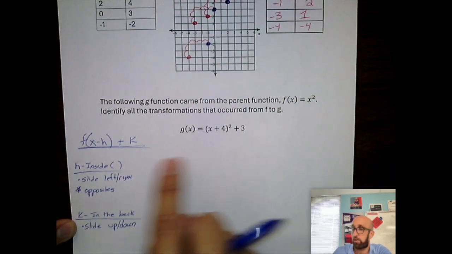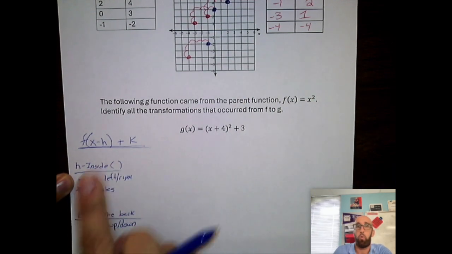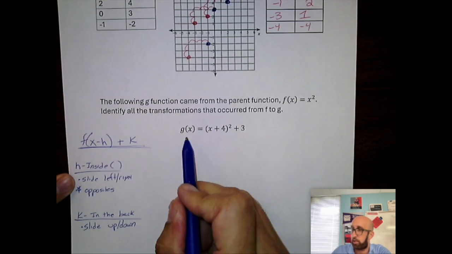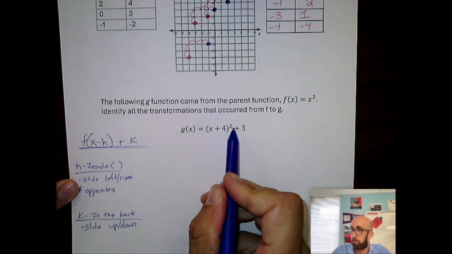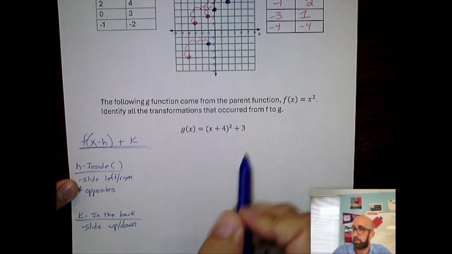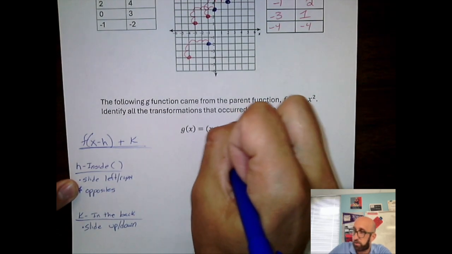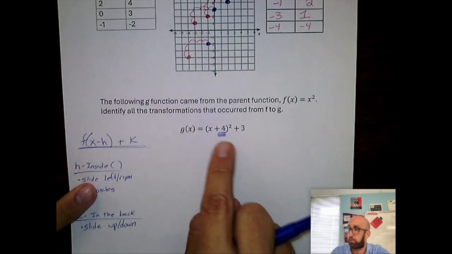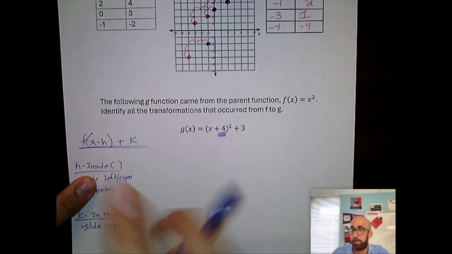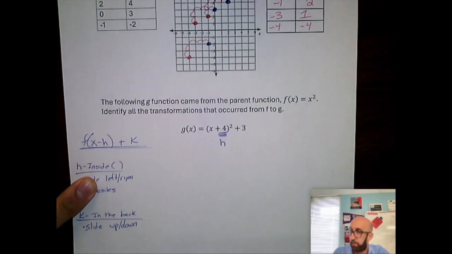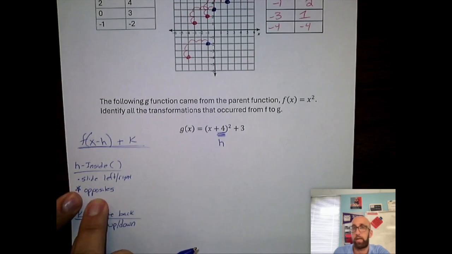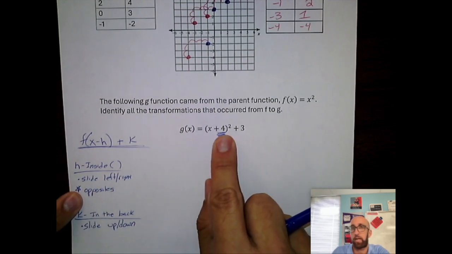So as I'm working through these problems, I'm being very mindful of what I am dealing with, and then I'll figure out the specifics. So I read g of x equals (x plus 4) squared, that's in parentheses, plus 3. So the first number I need to explain is that 4. I see that 4 is inside of parentheses, so I know that is definitely an h. So I know I'm sliding left and right, but we work in opposites. So I see a plus 4.